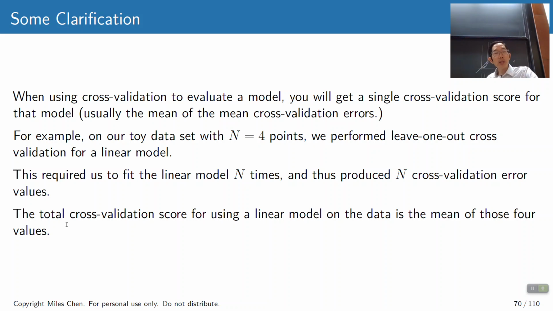I went through the leave one out cross validation process for this toy data set where we had only 4 observations. Basically, you get a cross validation score for a particular model. Here I'm fitting a linear model to the data, and asking, what's my cross validation score?